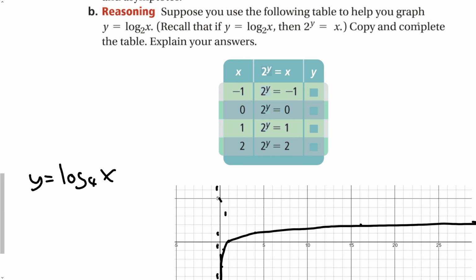Suppose you use the following table to help you graph y is equal to the log base 2 of x. So if this is x, and you're thinking about this, you can easily get the y's. So what power does this? And the answer is nothing. What power does this? Nothing. Oh, this does a power. That's 0 power. And first power.